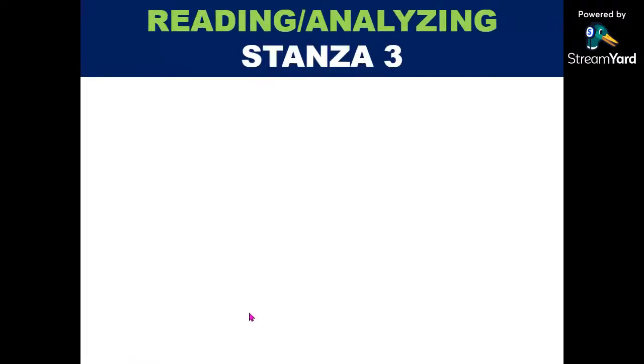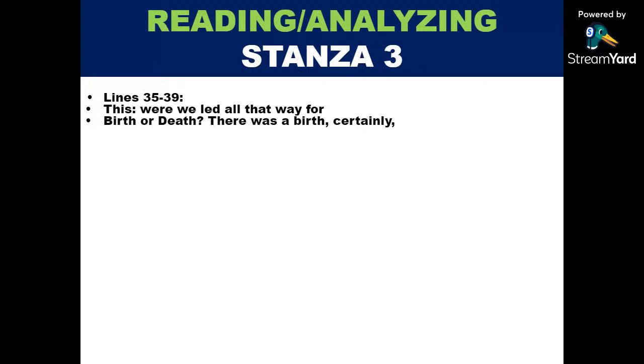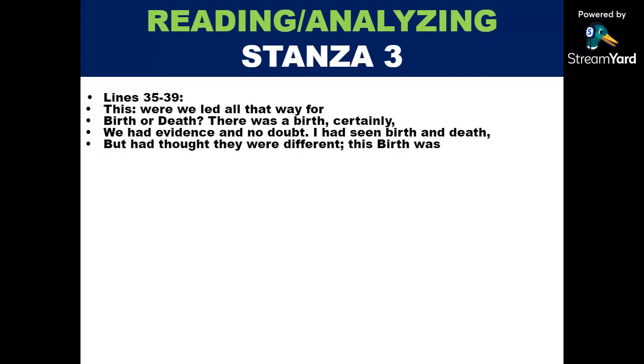So let's continue on stanza 3, and let's look at lines 35 to 39. This, where we led all that way for birth or death. There was a birth, certainly. We had evidence and no doubt. I had seen birth and death, but had thought they were different. This birth was hard and bitter agony for us, like death, our death.